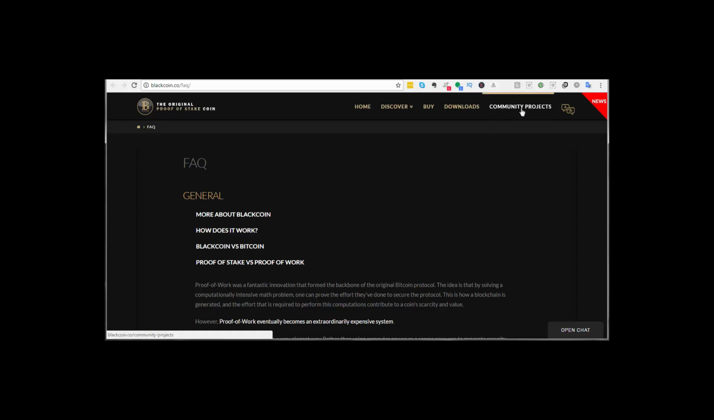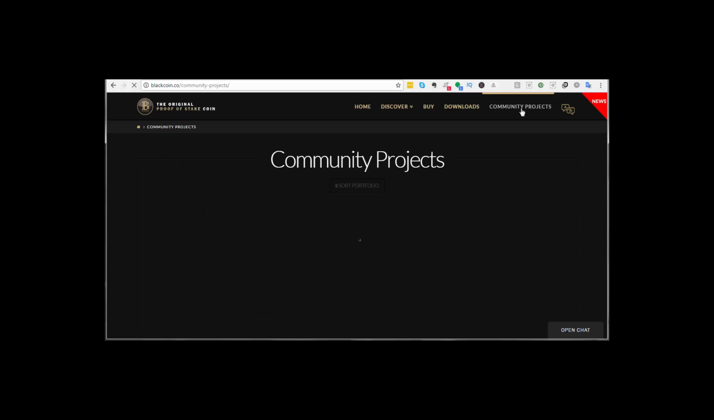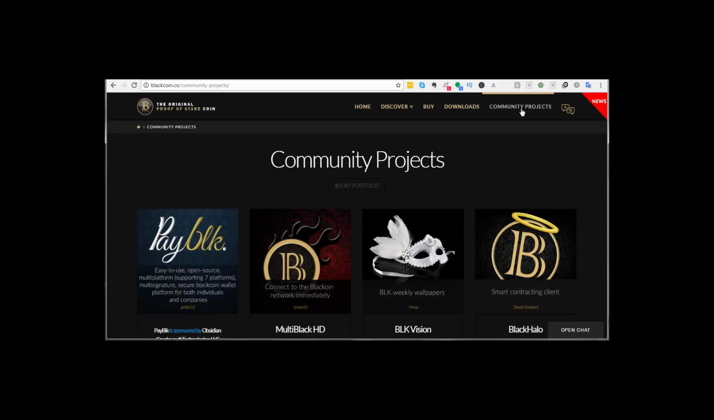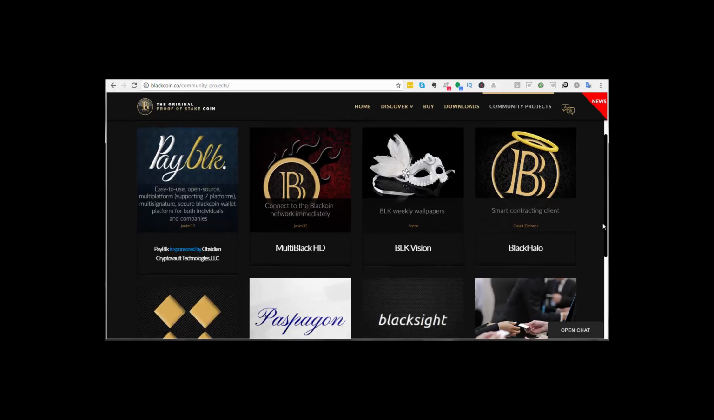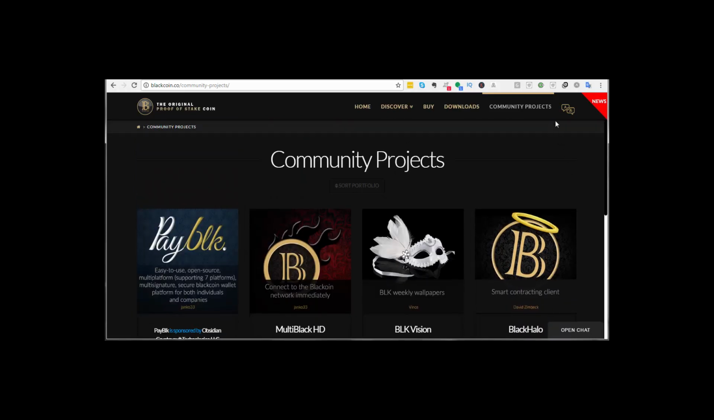You can have a look at community projects and see who's using this coin right now, if there are any services or companies. It looks like Blackcoin is being used at these different projects and services. So it's being used, and it's been around for 3 years. That ticked my technical and fundamental analysis.